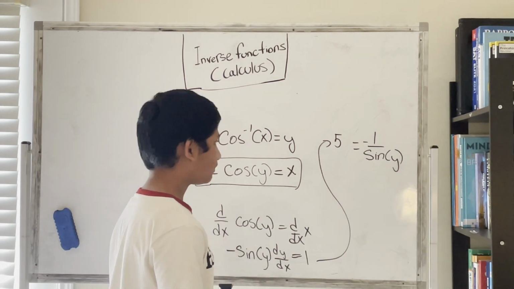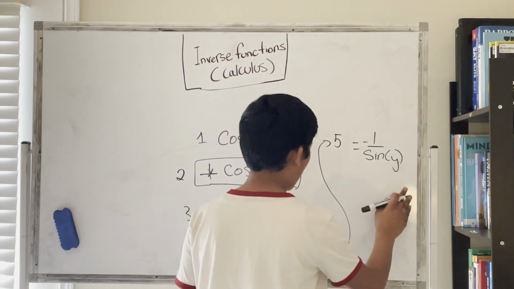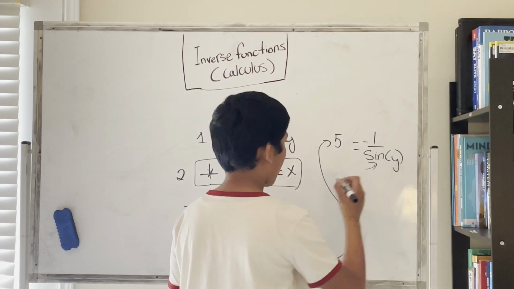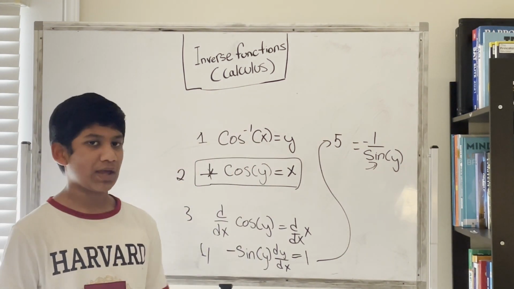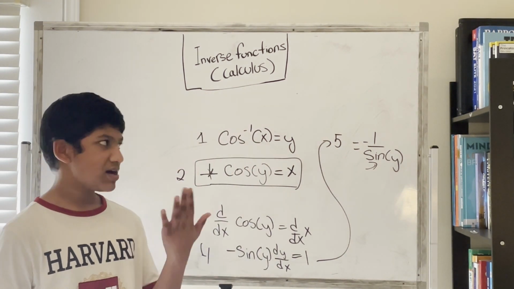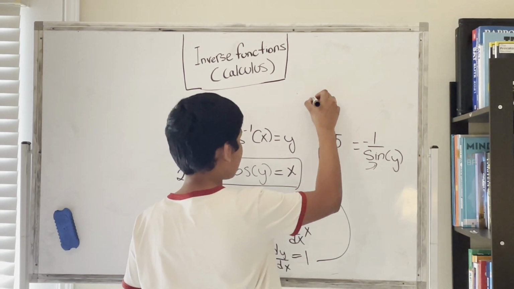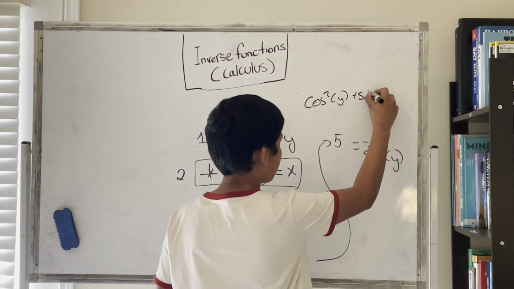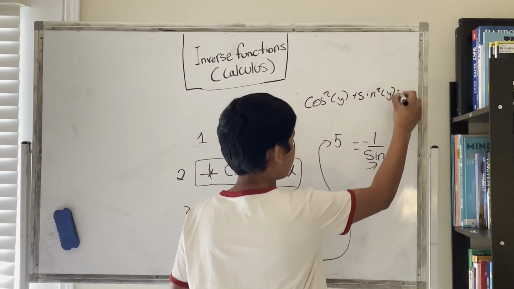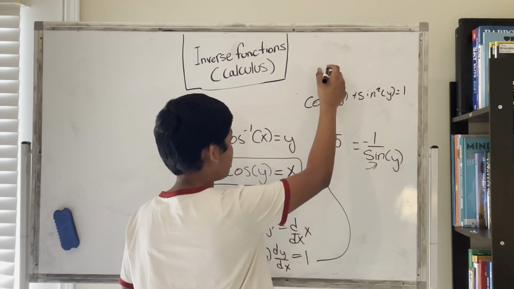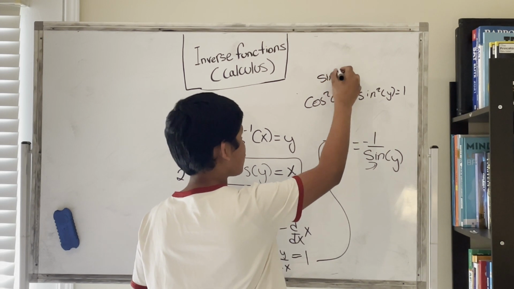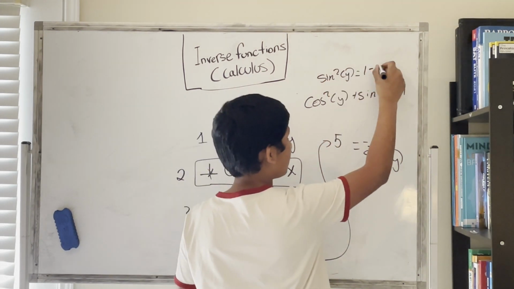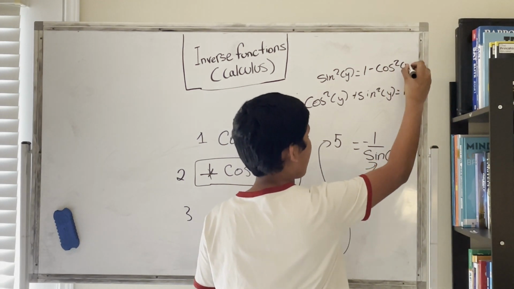Same thing anyways. So now that we've got this over here, we just have to transfer the sine of y. What do we know about the sine of y? Well, we can use the same identity, just in a different way. So we know that cosine squared of y plus sine squared of y is equal to 1. We just do some arithmetic. We know that sine squared of y is equal to 1 minus cosine squared of y.